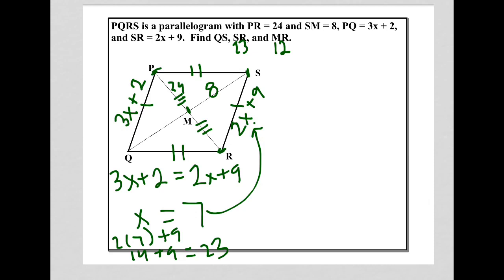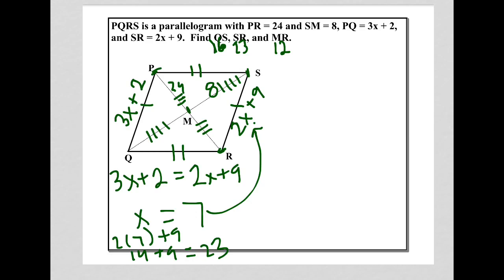Okay, and again, if I'm talking about the diagonals bisecting each other, then QM should be the same as MS, and we know MS is 8. So QS as a total should be 16 when I add both of those halves together. Okay, that's a 16 there.